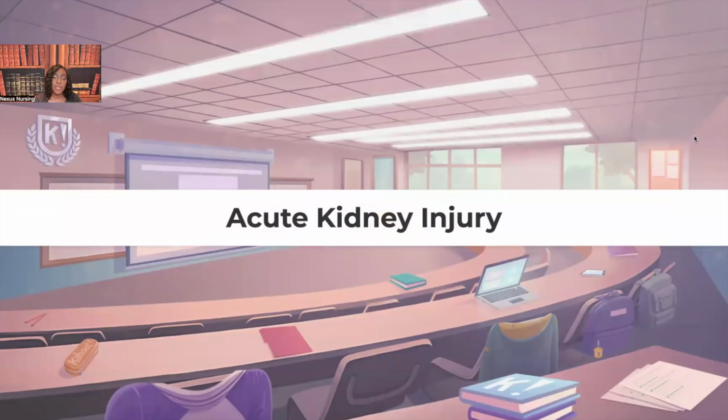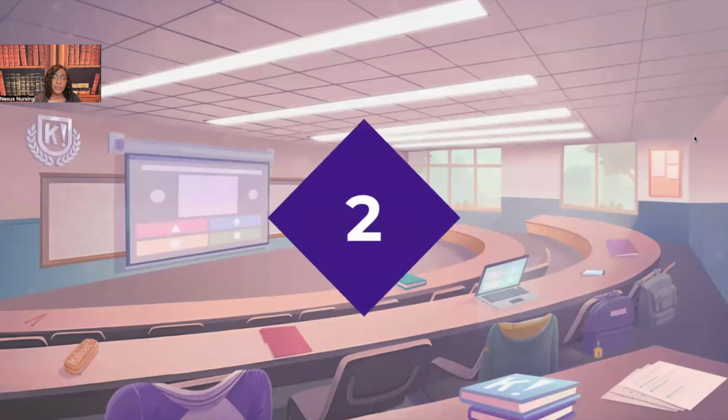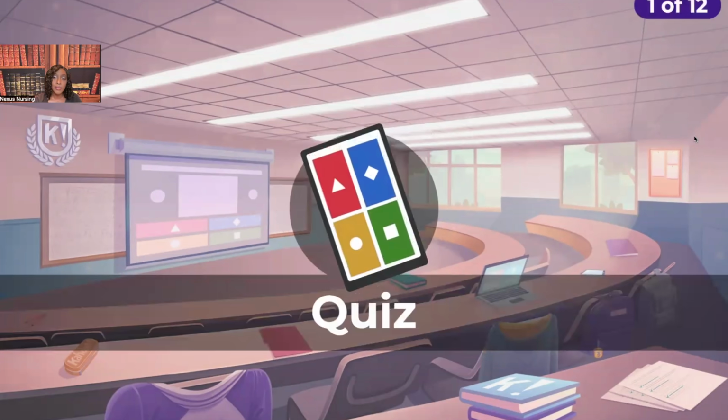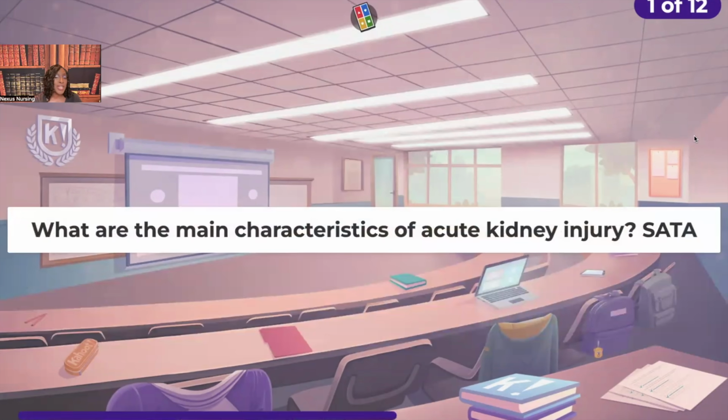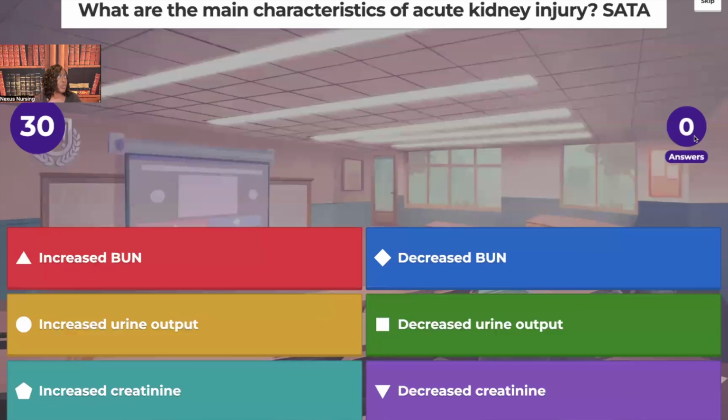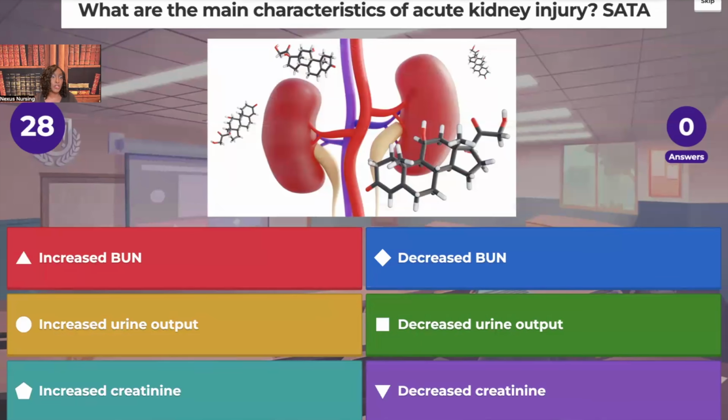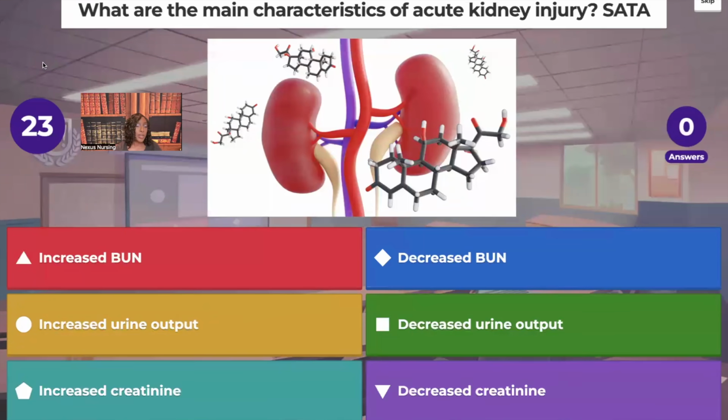Acute kidney injury. First question. Select all that apply. What are the main characteristics of acute kidney injury? Remember, guys, how do you treat select all that apply? As true or false. Here are your options: increase BUN, decrease BUN, increase urine output, decrease urine output, increase creatinine, decrease creatinine.